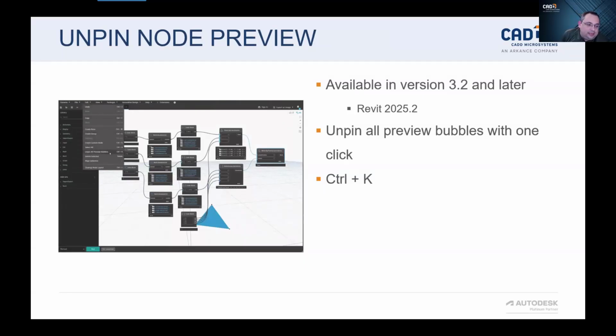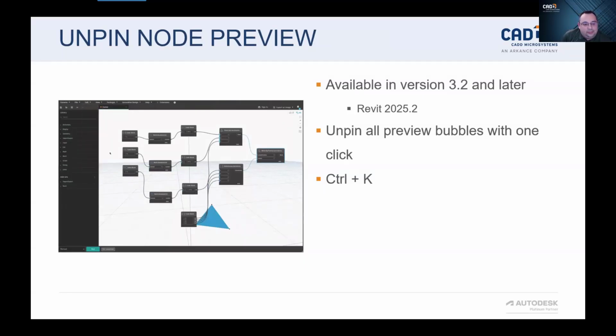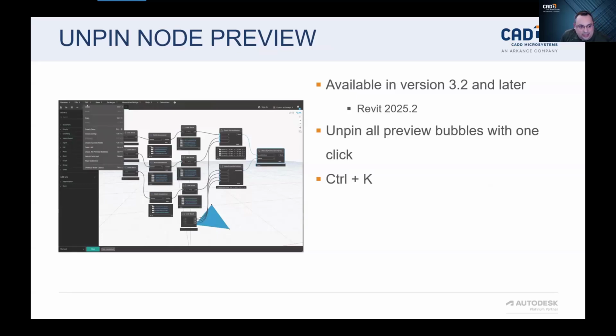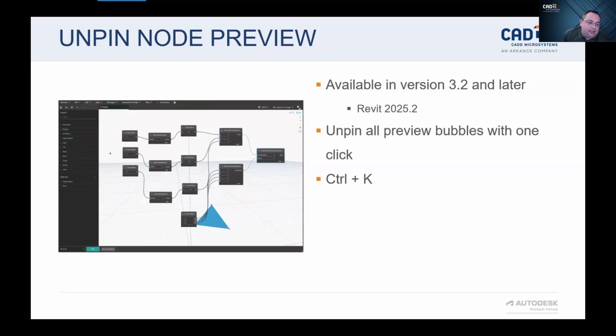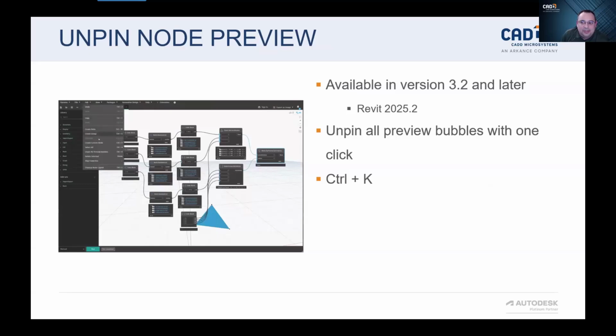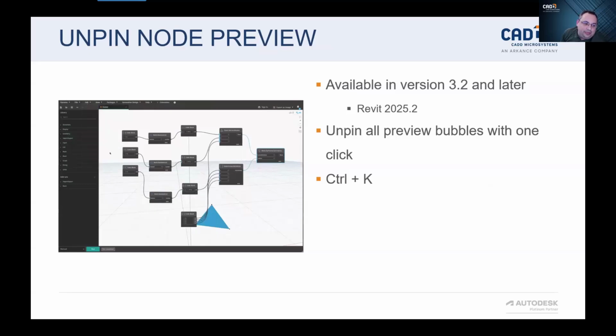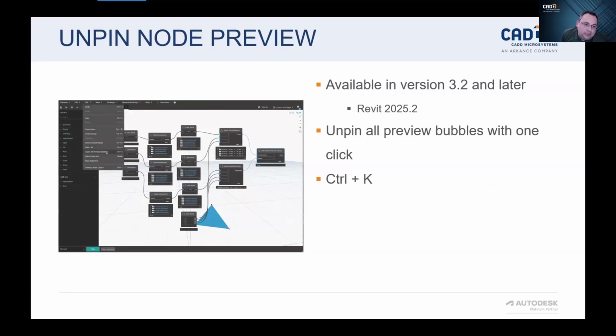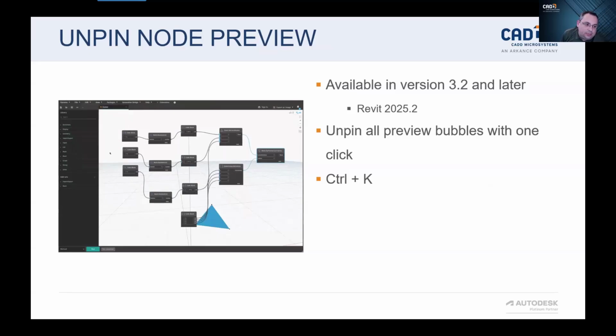We all love the pin preview. It's so much easier than creating a watch node every time. And we tend to have a whole bunch of them open at once. But when we're done and we're trying to clean everything up and make it readable and add our notes because we skipped that the first time, it's kind of annoying to sit there and close every one. They did add a shortcut key for this in 3.2, which is 25.2, and that is Control K.